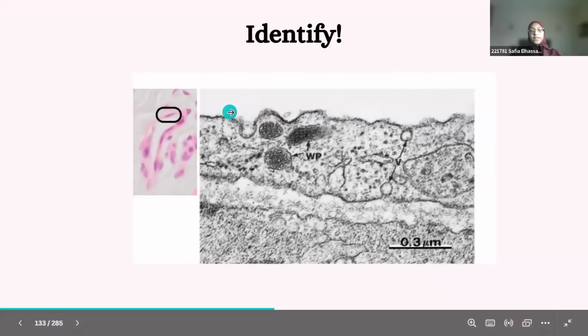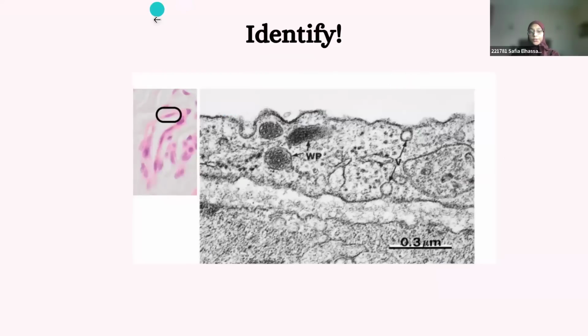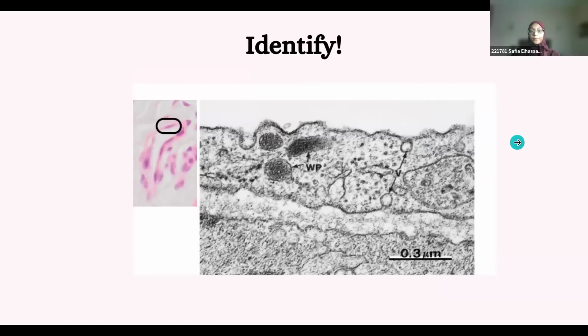All right, can you identify which cell this is, or what this picture is showing? Okay, so this is an endothelial cell, and you can tell that it is one because it has these pinocytic vesicles and these Weibel-Palade bodies, and this is where it would be located in the capillary, the flat nucleus of it.